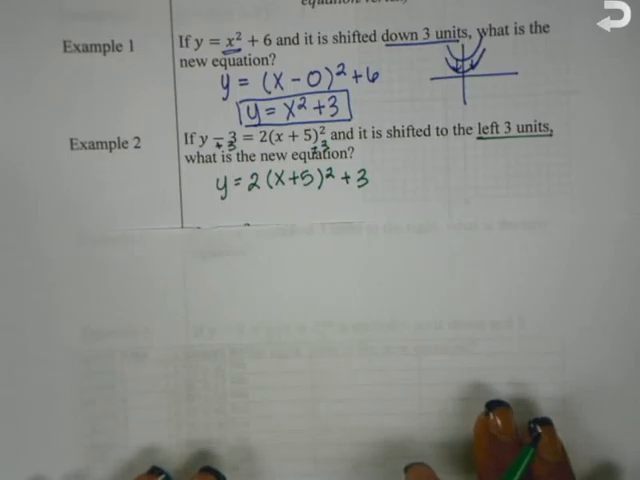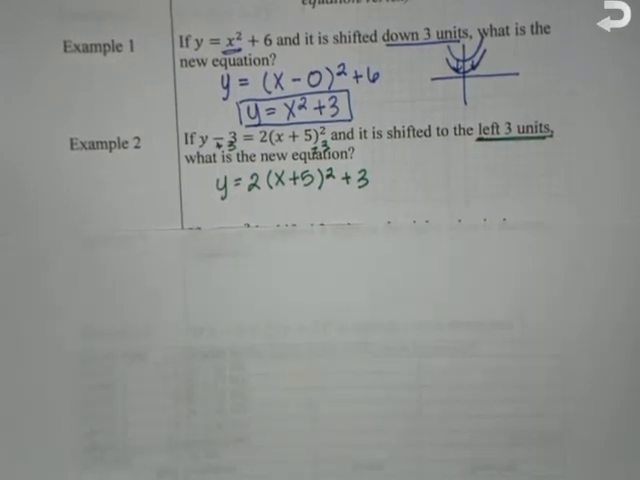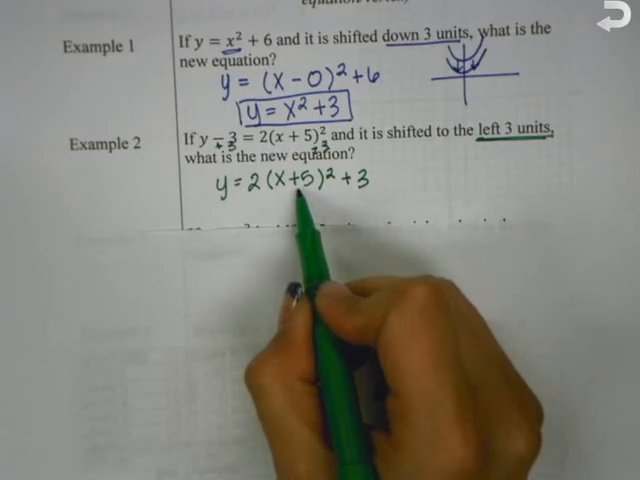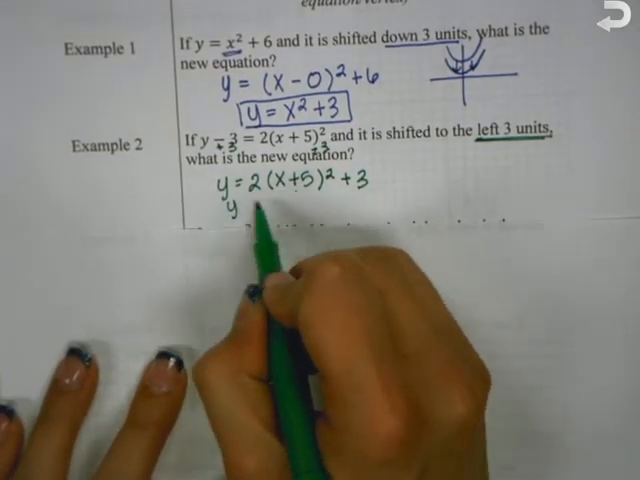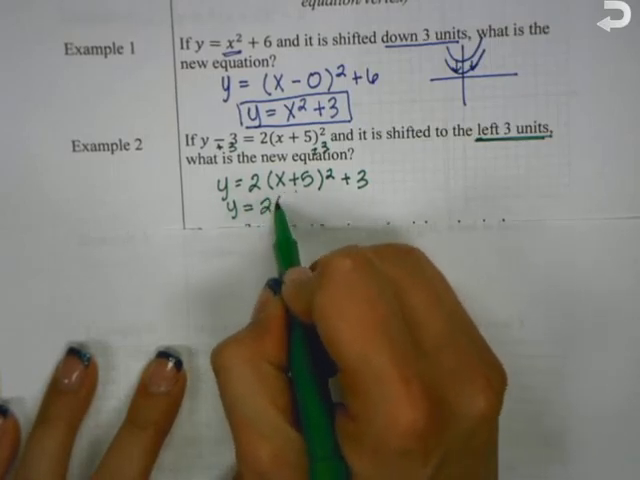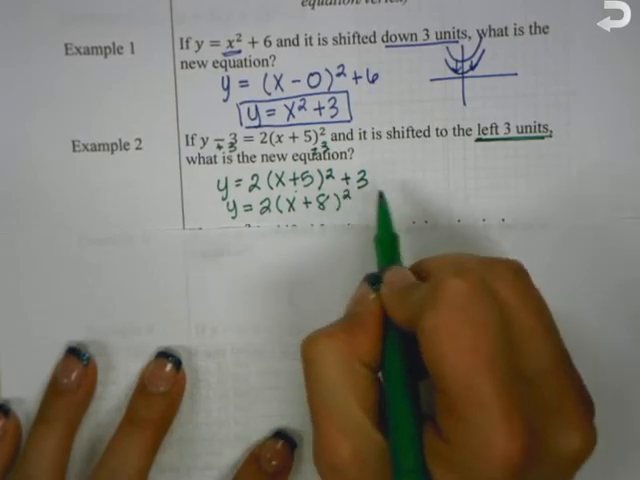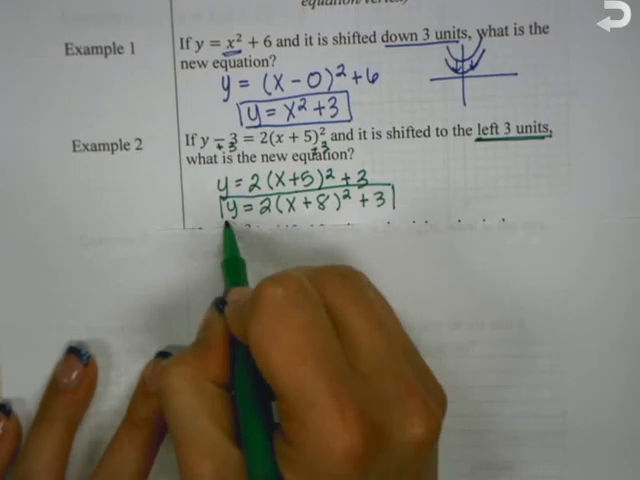And we're shifting to the left 3 units. What do we know about shifting something to the left? We have to add to the x, right? Which one's the x coordinate here, 5 or 3? 5. So we're just going to add 3 to 5. So my new equation is going to be 2 times x plus 8 squared plus 3. That's your answer.